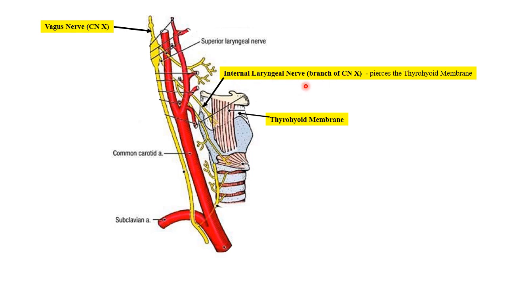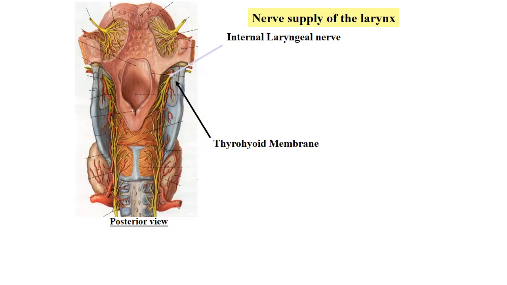So again, that's also a branch of vagus. Remember, that's that nerve I told you about earlier when we did the anterior triangle of the neck that pierces the thyrohyoid membrane. And that's going to take it inside the larynx, where it's going to be sensory to the mucosa of the larynx above the vocal folds. And so this is a sensory nerve. Okay, and there it is right there.